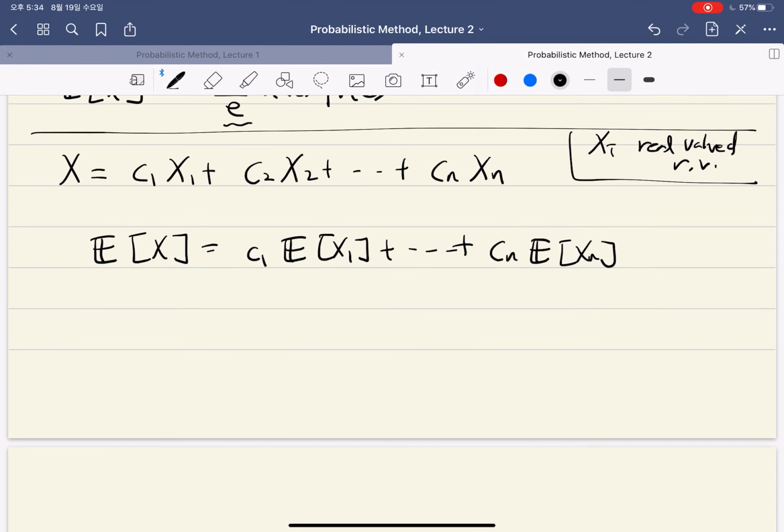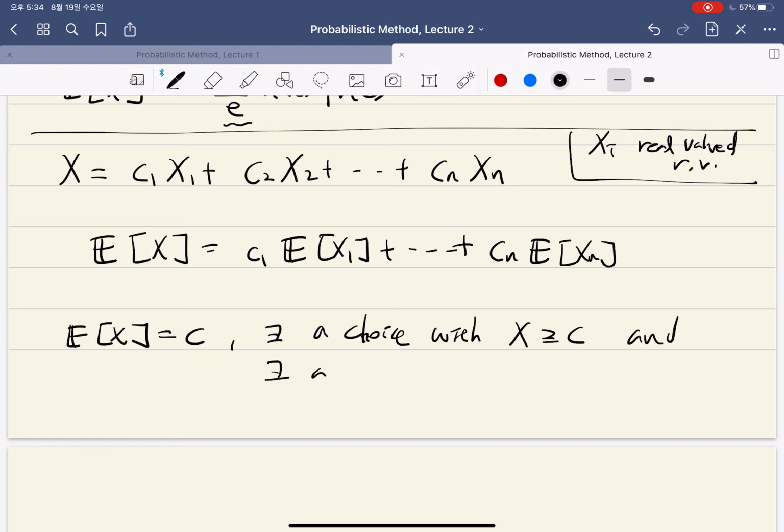And also what we know is that if this expectation is C, then there always exists a choice which we make in a random way, such that this random variable is at least as large as C, and also there exists a choice with this being at most C.